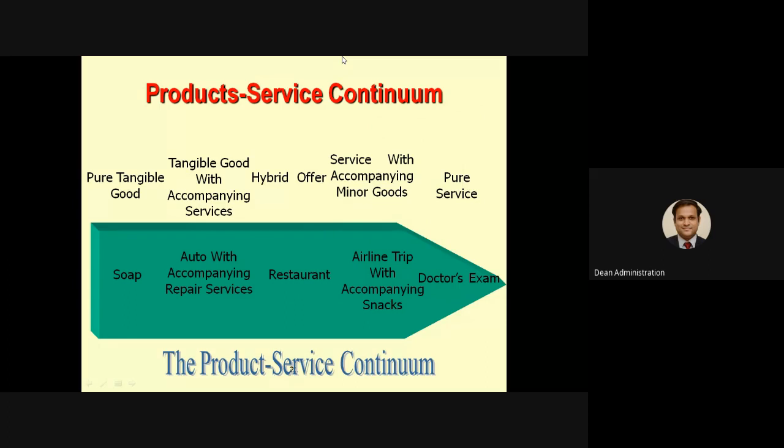Now, this is something I'd like to talk about. It's called the product-service continuum. What it basically means is there is a product on one side and there is service on the other side. We talked about the differences between products and services. But is it binary? A question comes to the mind, right? That something is purely a product, something is only a service. Can anybody tell me?